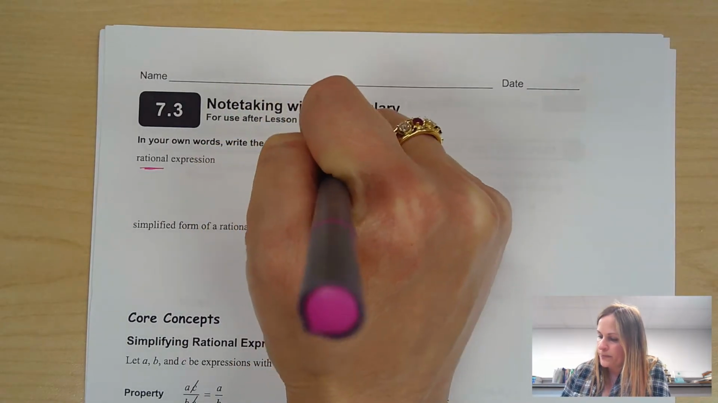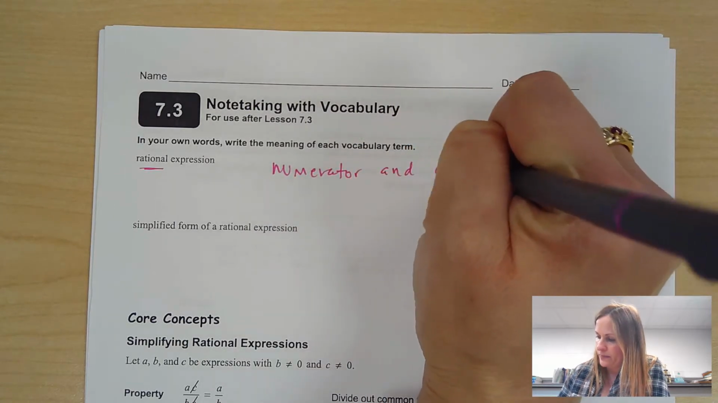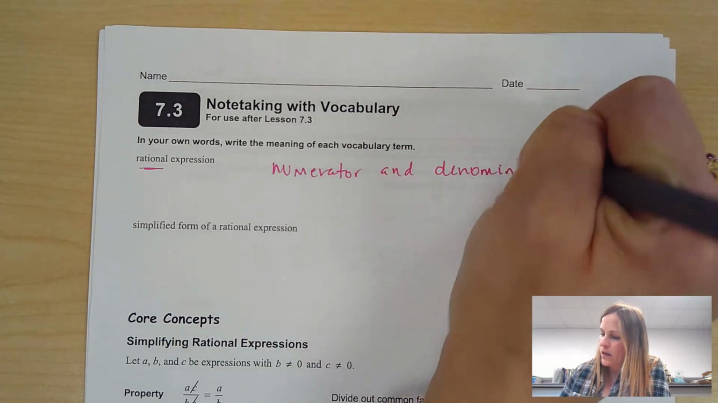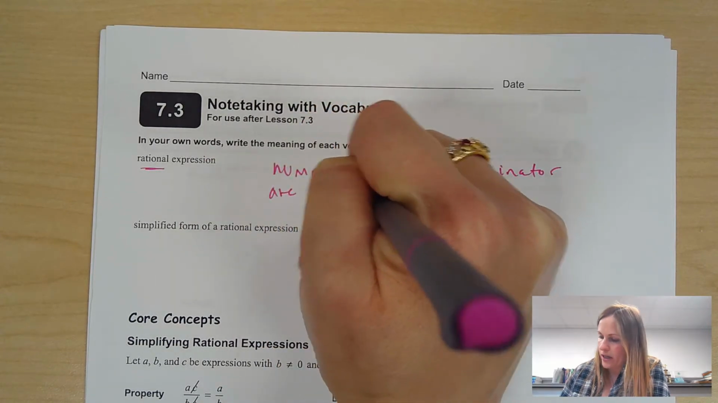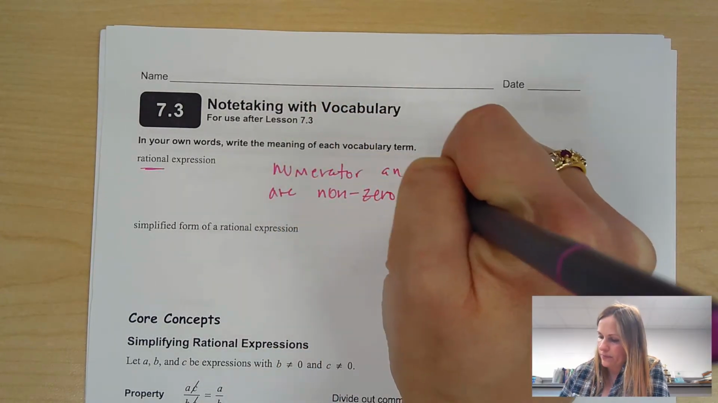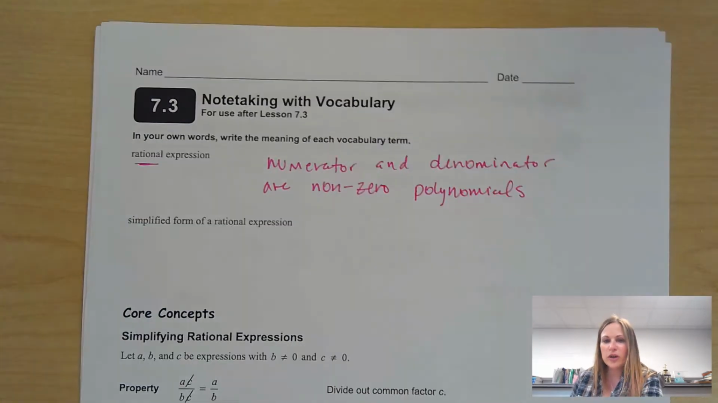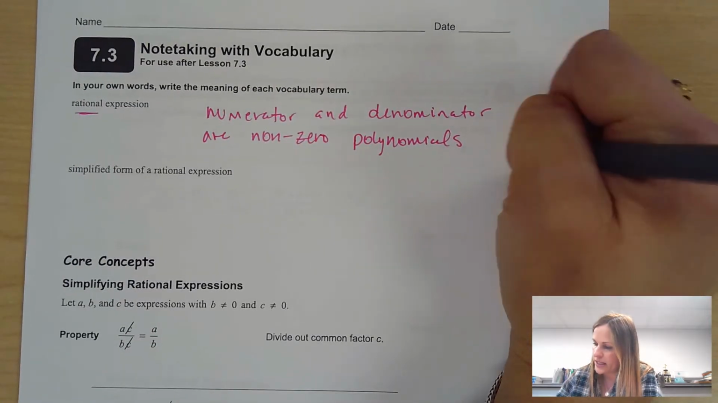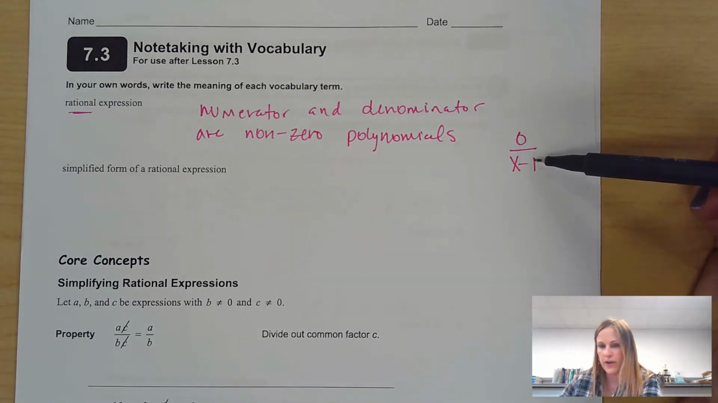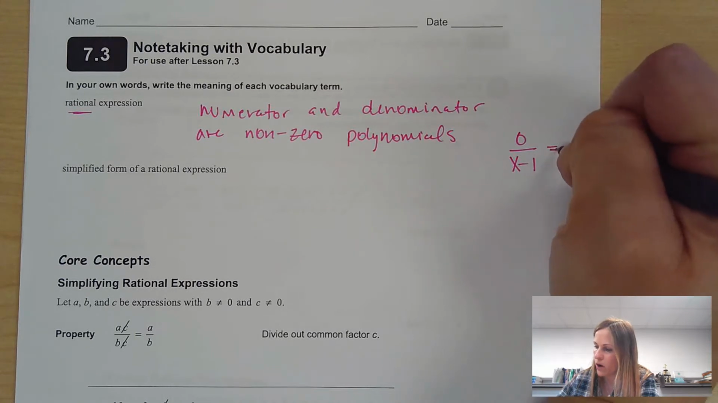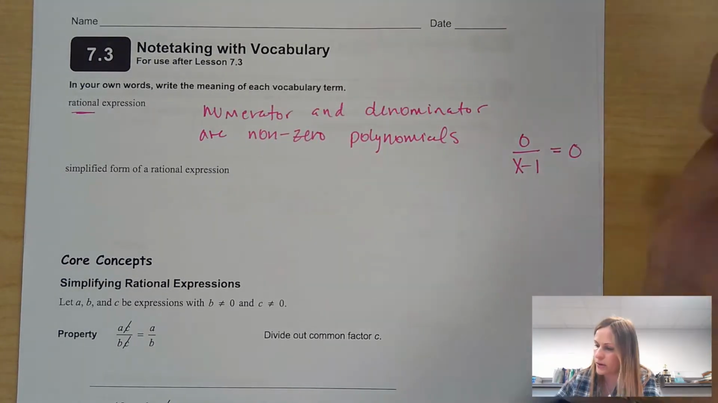So numerator and denominator are non-zero. The reason why that's important is because, if the numerator was 0, let's say, for example, I had 0 over x minus 1. Think about what would happen if I had 0 divided by x minus 1. Remember, this is always going to equal 0, right? 0 divided by anything is always going to equal 0.